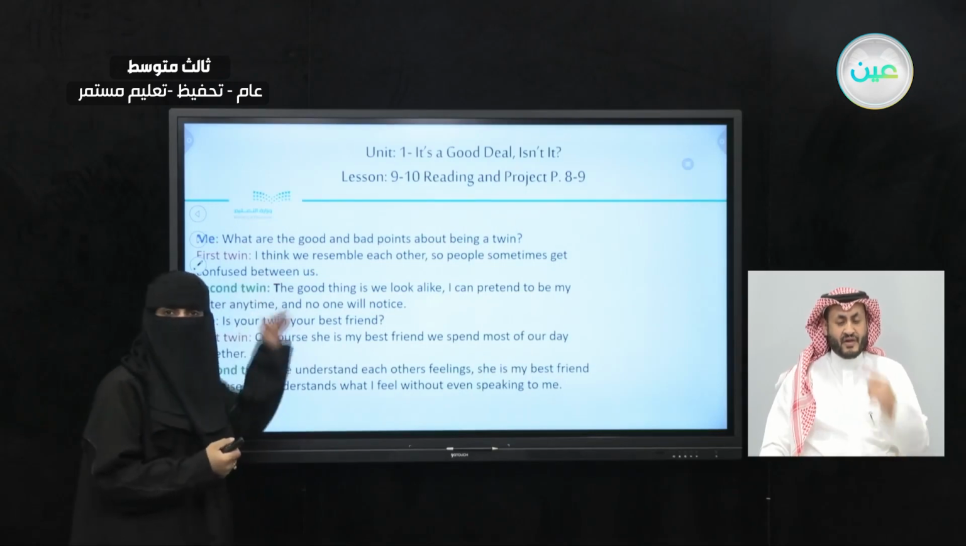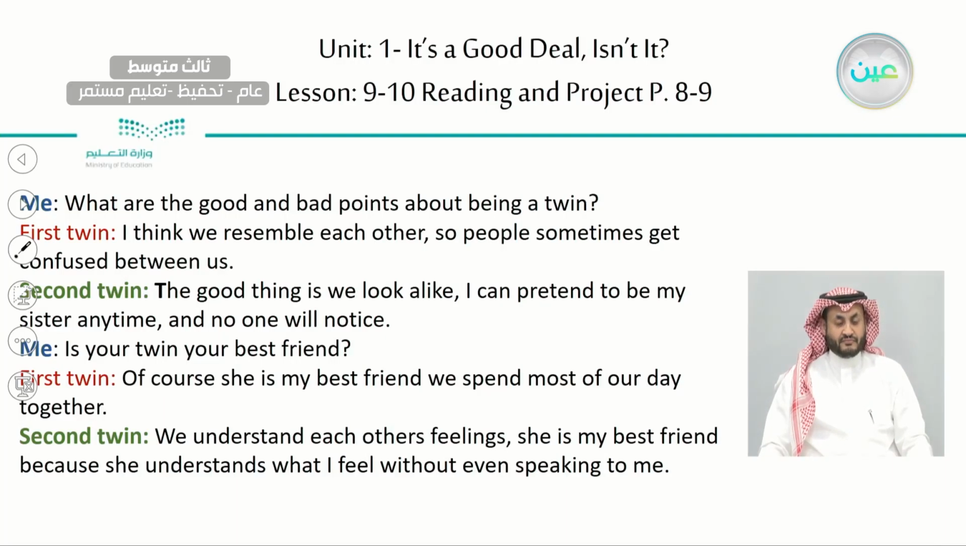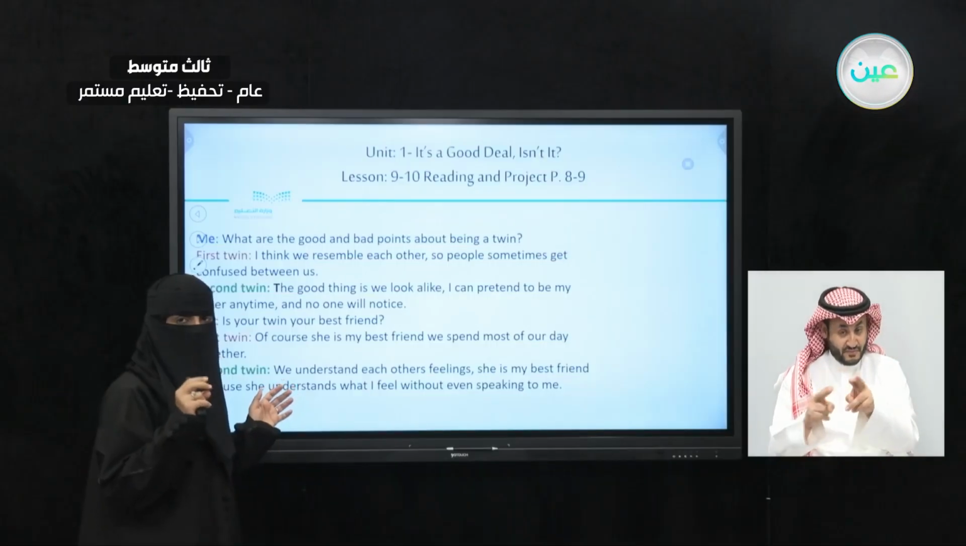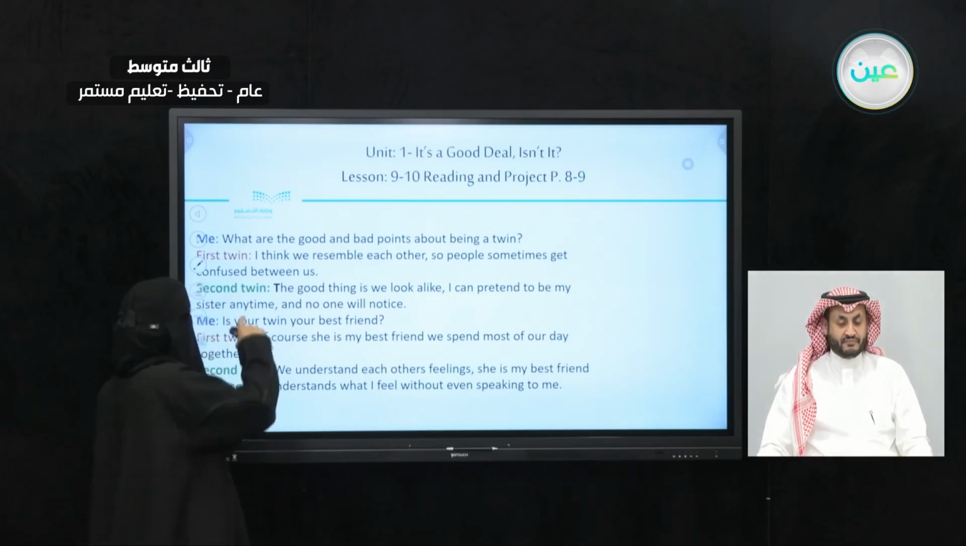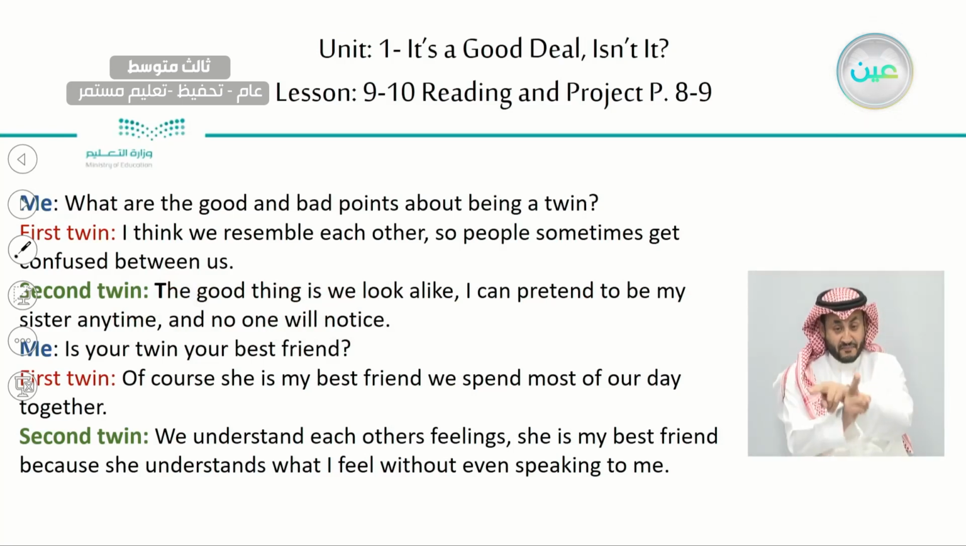Look at this sample. I wrote this sample conversation, okay? The first question, from the interviewer, or me: what are the good and the bad points about being a twin? The first one, I imagined that I'm interviewing the giggle twins. I chose the giggle twins. You can choose the triplets or the giggle twins, okay? So the first one: I think we resemble each other, so people sometimes get confused between us, okay? The second one: the good thing is we look alike. I can pretend to be my sister anytime and no one will notice, okay? This is how the second twin responded.